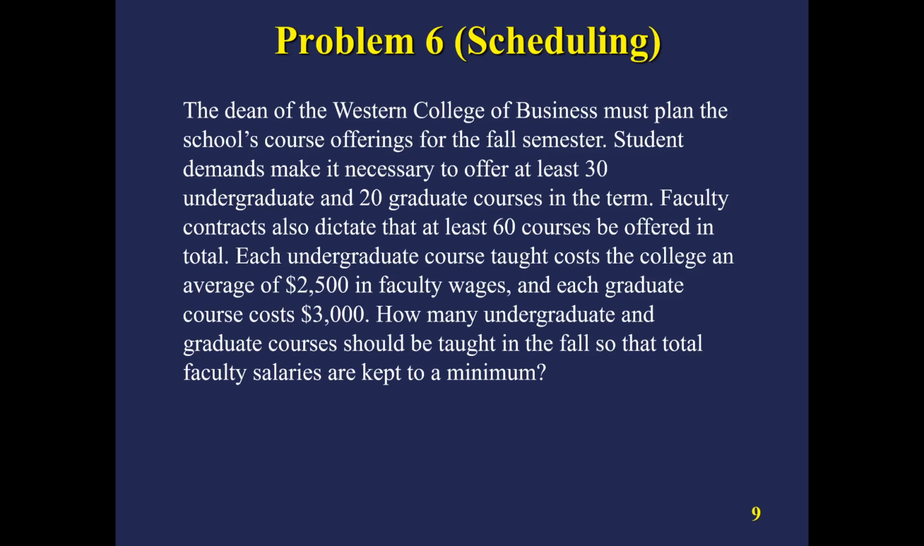Next problem. The Dean of the Western College of Business must plan the school's course offerings for the first fall semester. Student demands make it necessary to offer at least 30 undergraduate and 20 graduate courses in the term. Faculty contracts also dictate that at least 60 courses be offered in total. Each undergraduate course taught costs the college an average of $2,500 in faculty wages, and each graduate course costs $3,000. How many undergraduate and graduate courses should be taught in the fall so that total faculty salaries are kept to a minimum?